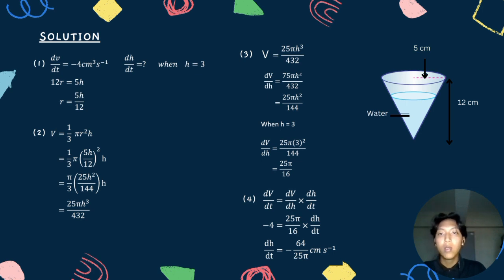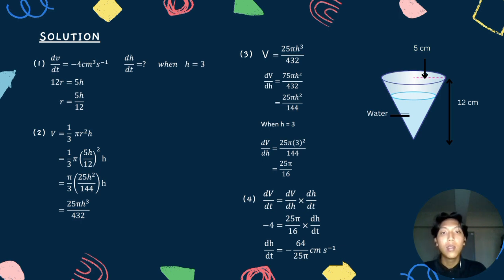For the second step, we will use the formula for volume of a cone, which is 1 over 3 pi r squared h. And then we enter the value of r, which is 5h over 12. Therefore, we will get 25 pi h cubed over 432.